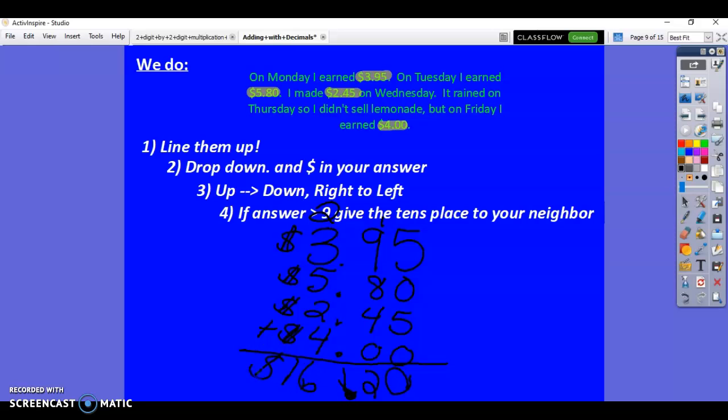Drop down your dollar sign. So you should have a total of $16.20. Just a review of addition.